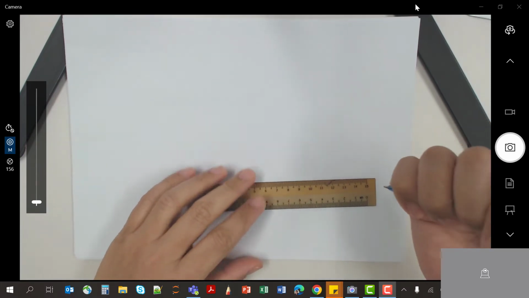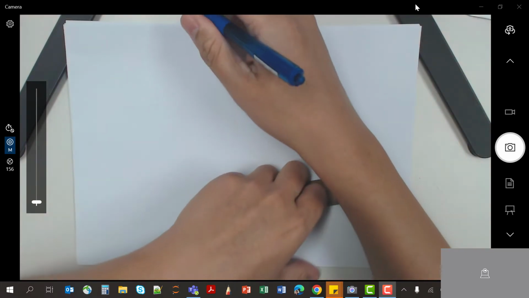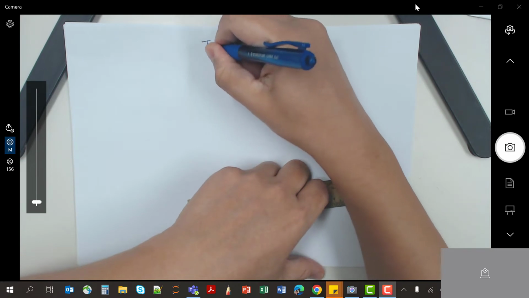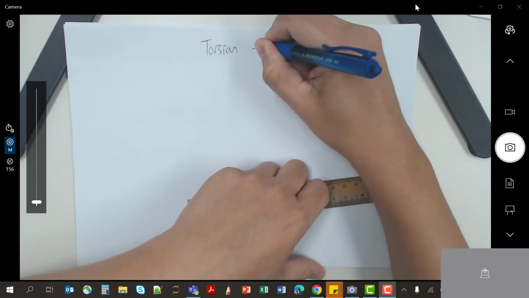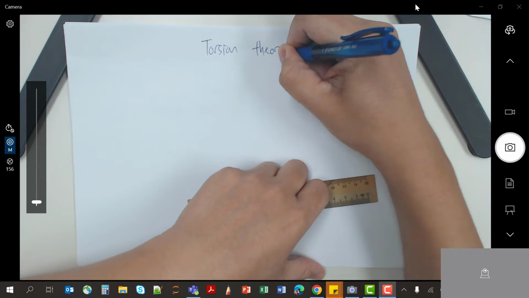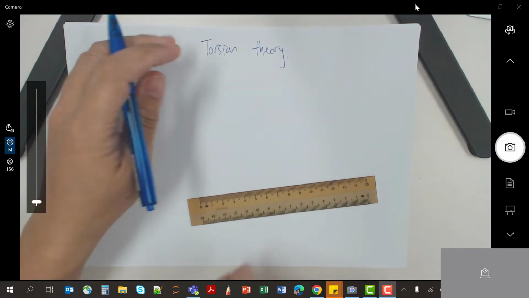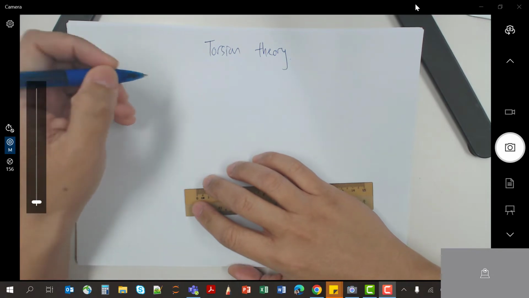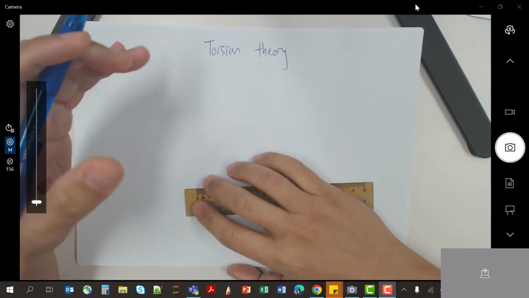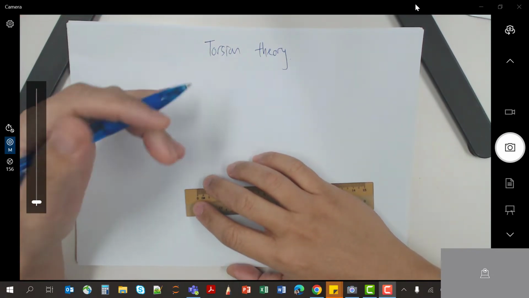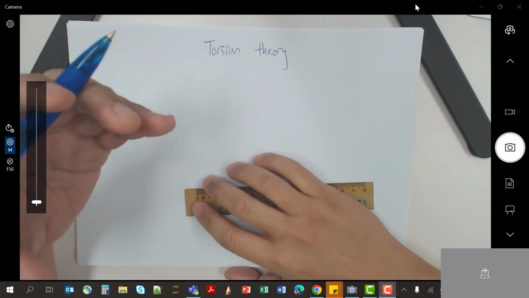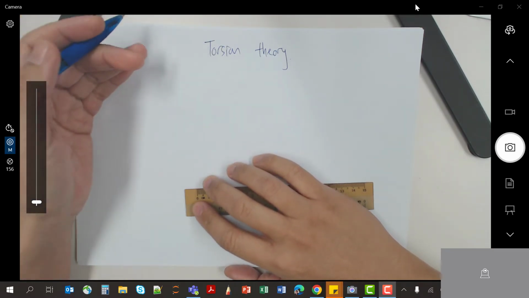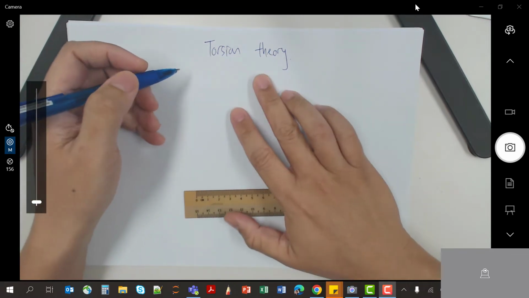Alright, this video is about this topic called torsion theory. So far we have been looking at the different ways of applying loads, torques and forces onto your structures, right? So you have direct stress and strain, you have bending moment, bending stress, all this. This is also one of them.